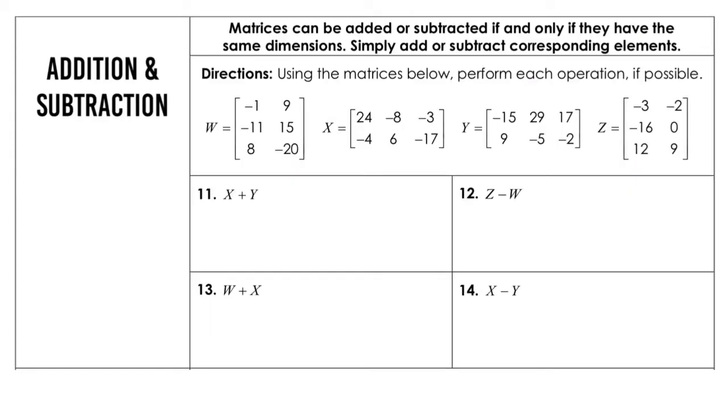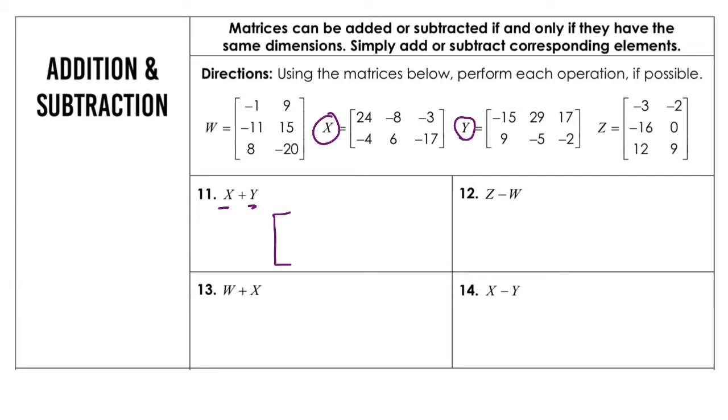All right, now addition and subtraction in matrices, and usually you see this on the ACT. Notice that in order to add or subtract, you have to have the same dimensions. And if they do have the same dimensions, then you add corresponding elements. So you do need to check your dimensions first. So notice on number 11, you have x plus y. So here's matrix x, matrix y. And notice you do have the same dimensions.